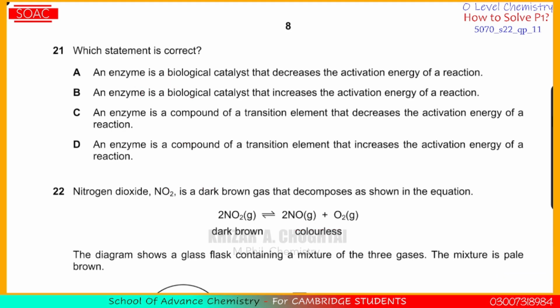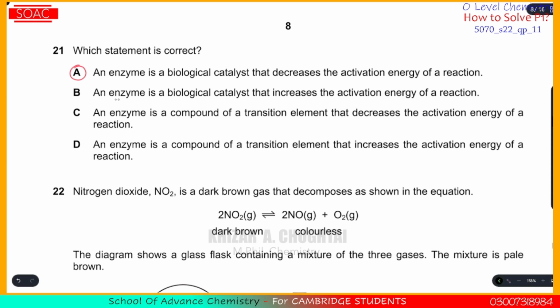Question number 21, which statement is correct? An enzyme is a biological catalyst that decreases the energy of activation. Yes, it is true. An enzyme is a biological catalyst that is supposed to decrease the energy of activation of a reaction. So A is the correct option.